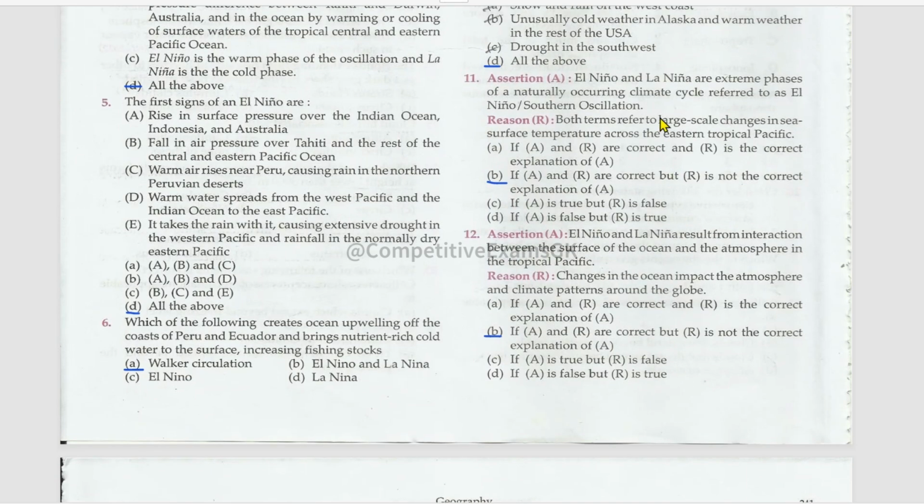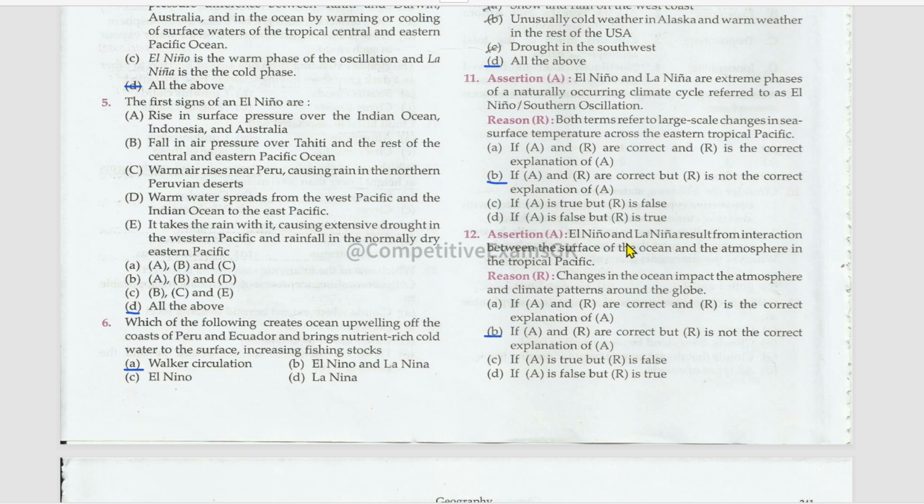Next is assertion and reason. El Nino and La Nina are extreme phases of a naturally occurring climate cycle referred to as the El Nino Southern Oscillation. True. Both terms refer to large-scale changes in sea surface temperature across the eastern tropical Pacific. This is also correct, but this is not the right explanation for the assertion.